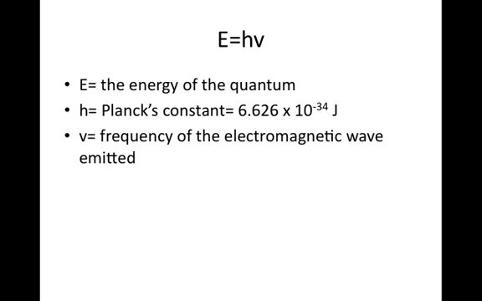H is something called Planck's constant, which is 6.626 times 10 to the negative 34th joules. Okay? And v equals the frequency of the electromagnetic wave being emitted. Okay? So depending on what the frequency of the wave is, you can figure out how much energy is in that packet of energy.